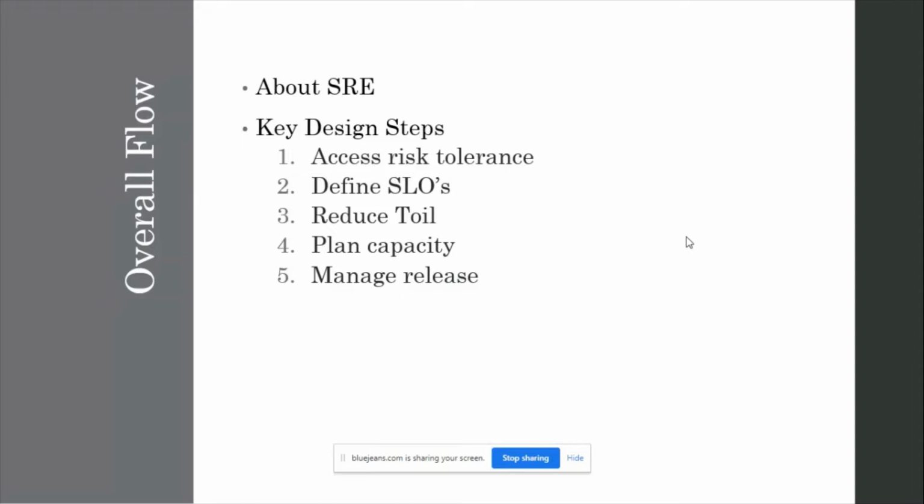So the steps that you see: assess risk tolerance, define SLOs, reduce toil, plan capacity, release management. These are the topics that I will cover through the prism of operating model, target operating model design. While there are quite a few concepts within SRE, like your error budgeting, your incident prediction, etc., I will leave them for the master class. In this particular conversation today, we will try to touch upon the basic topics which will help clear a direction for SRE adoption.